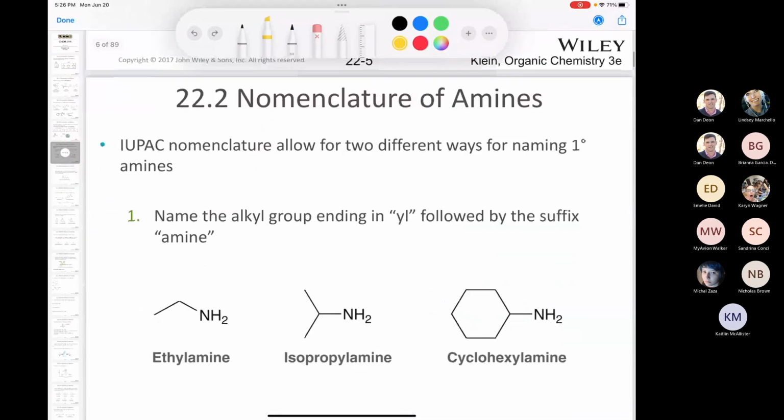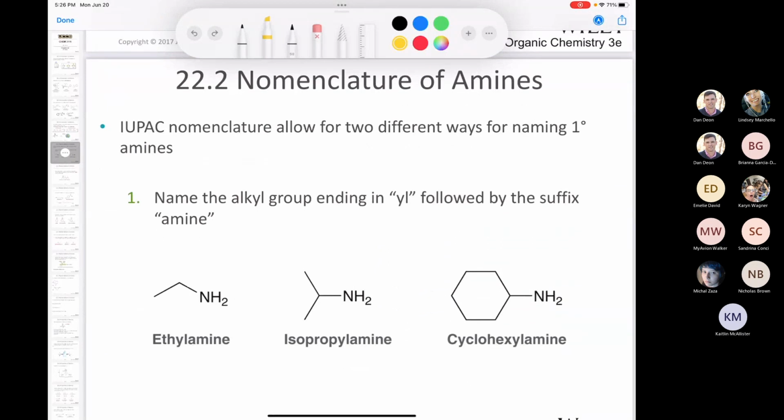Right there. Okay. So let's move ahead from section 21.1 and let's talk about naming amines. There's a couple of ways that we can name amines. It says that IUPAC nomenclature has 2 different ways of doing it. We have a common way of naming them, and then we have the systematic name. They're both accepted by IUPAC.